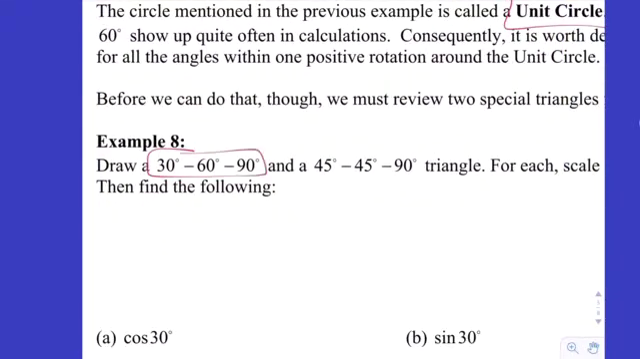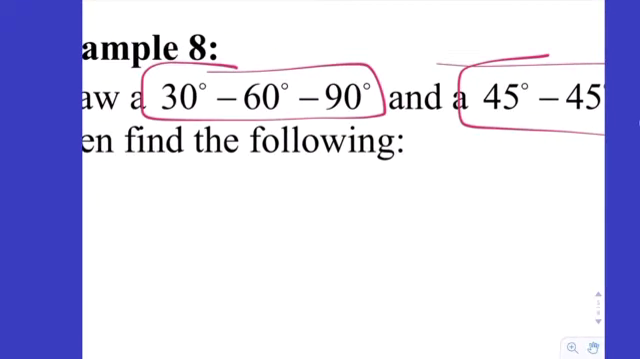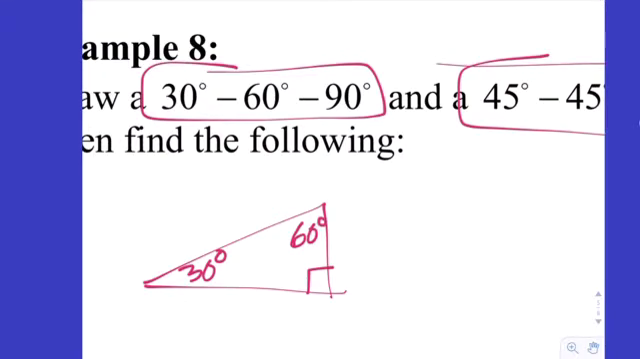This is example 8. Your 30, 60, 90, and your 45, 45, 90, right? They were special because, as in the sexagesimal number system, they have nice multiples or integer values that go into 360 very, very easily. So let's review that. Your 30, 60, 90 looks something like this. There was 90, here was 30 degrees, there was 60 degrees, right?